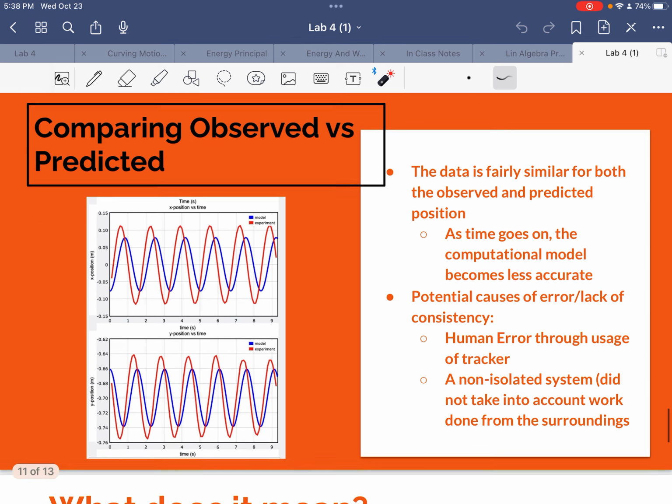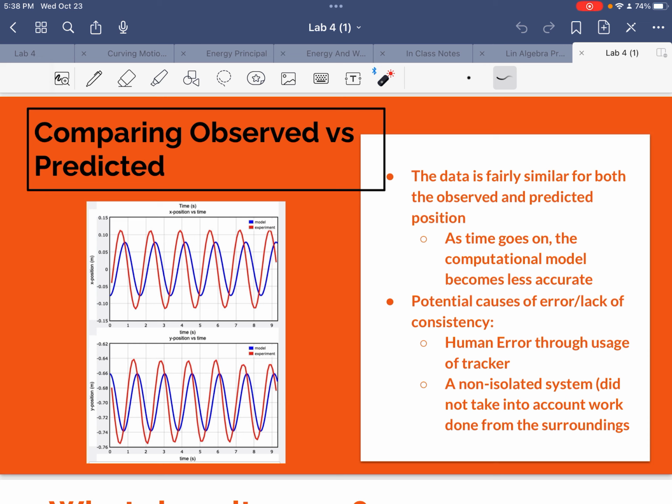And then ultimately, I was able to compare my observed and predicted data points to each other through GlowScript. And as you can see, although my data is semi-similar for both of the data sets, it's not overall very accurate. And you can see as time goes on, the computational model actually becomes less accurate.